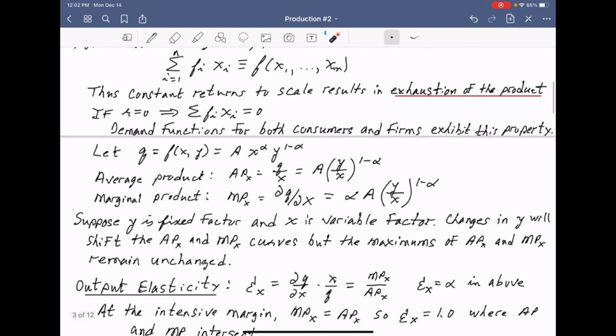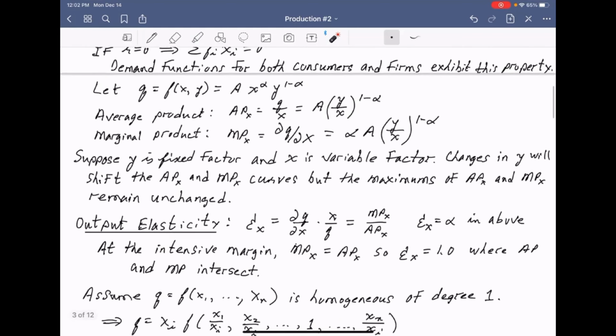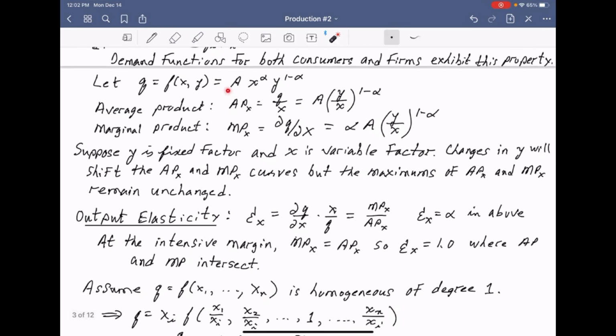If r is 0, then the sum of the marginal products times the actual inputs is equal to 0. Now, demand functions for both consumers and firms exhibit this latter property. Now let's let Q be a function of x and y, where a is a parameter, alpha is also a parameter between 0 and 1, and x and y are our inputs, and y is raised to the power 1 minus alpha. And this, of course, is the Cobb-Douglas production function, or a version of it.